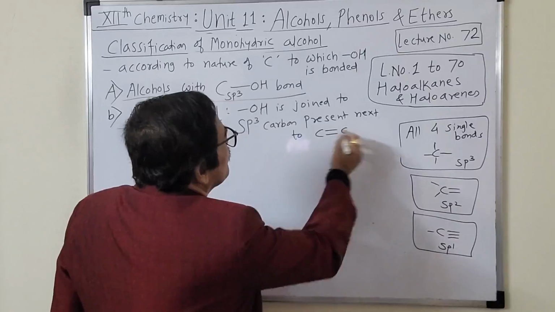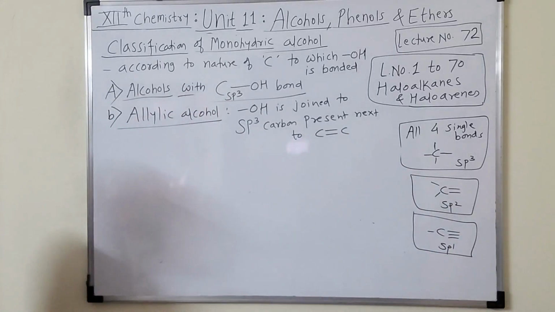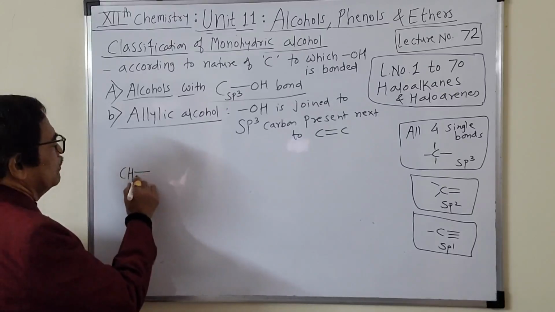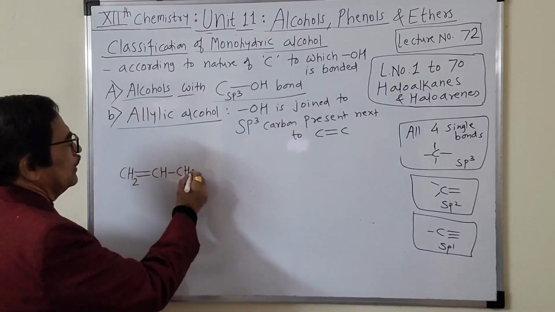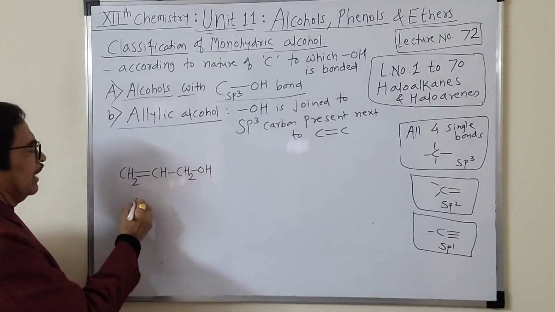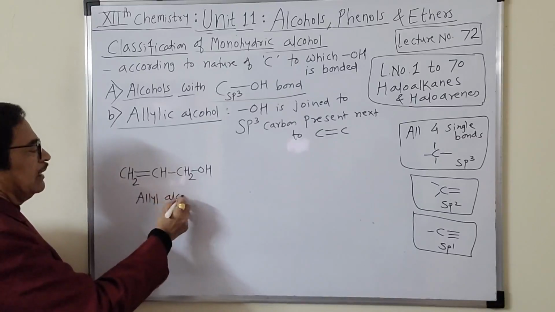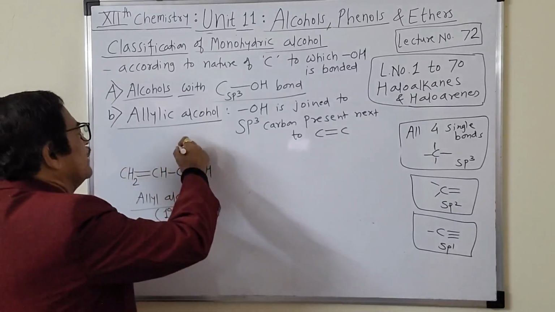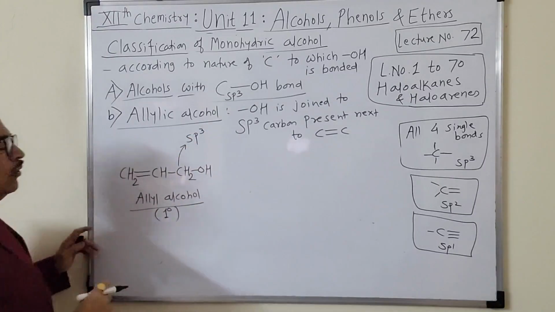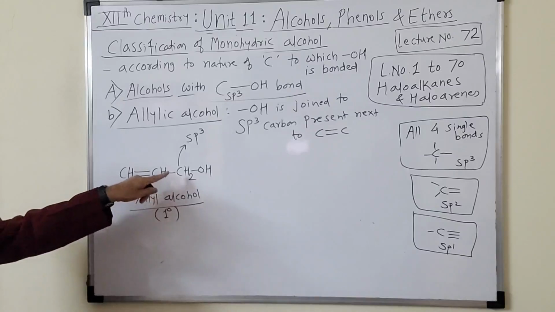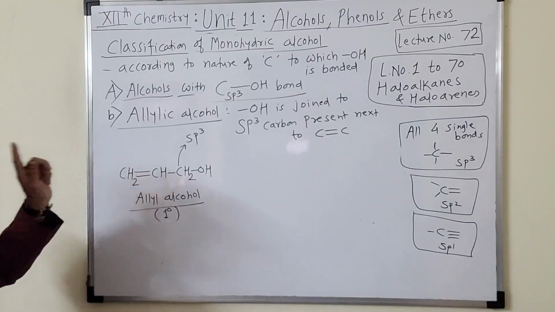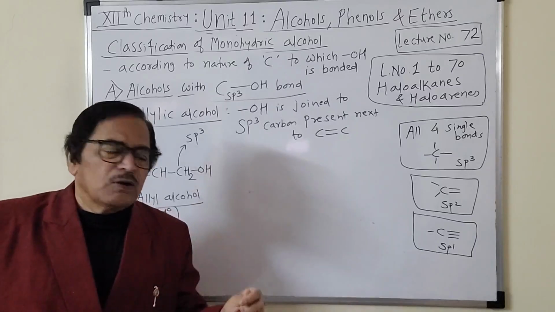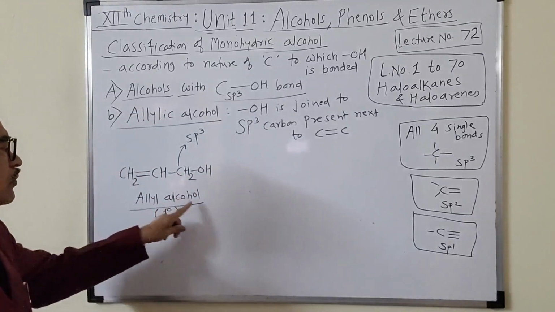C double bond C. The first carbon that comes immediately next to C double bond C, if OH is attached to it, for example here CH2 double bond CH, CH2OH. Now this is called allyl alcohol, and this is called primary. Does it fit the condition? Look, first, this carbon atom is sp3 no doubt. So OH is attached to the sp3 carbon atom which is directly attached to the CH2 double bond CH. The immediate carbon after C double bond C, if it is sp3 and has OH on it, that is called primary allyl alcohol.